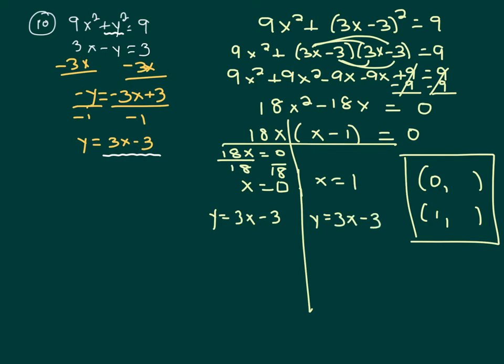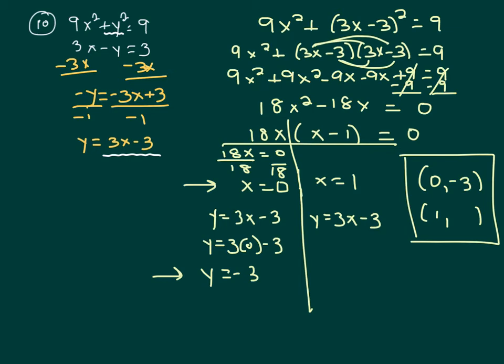And I'm first going to replace this x with a 0. So we'll have y equals 3 times 0 minus 3. Well, 3 times 0 is 0, and 0 minus 3 is negative 3. So what that means is when x is equal to 0, y is equal to negative 3. So (0, negative 3) is one of our points of intersection.